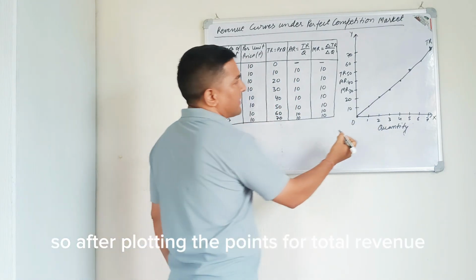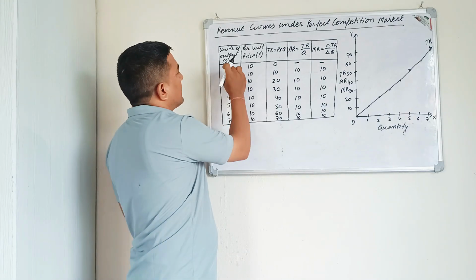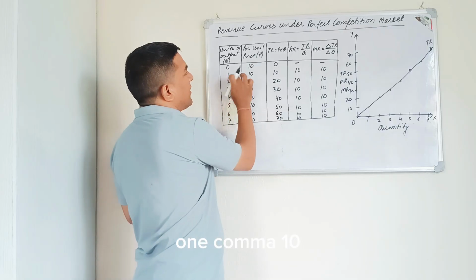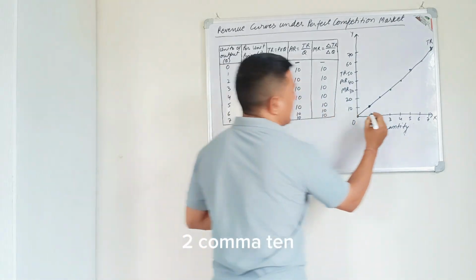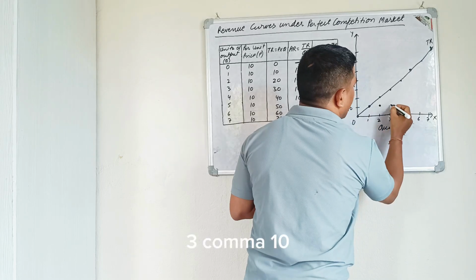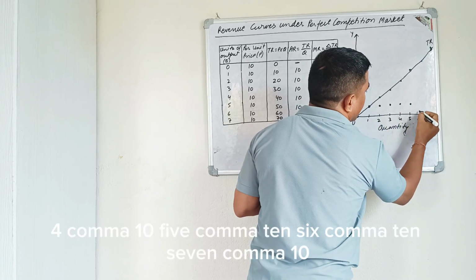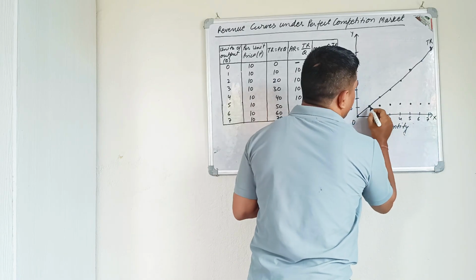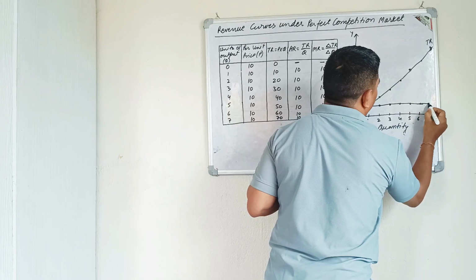So after plotting the points for total revenue, now plot the points, units of output and the average revenue. Here 1, comma 10, 2, comma 10, 3, comma 10, 4, comma 10, 5, comma 10, 6, comma 10, 7, comma 10. We will obtain the line AR, average revenue, AR.